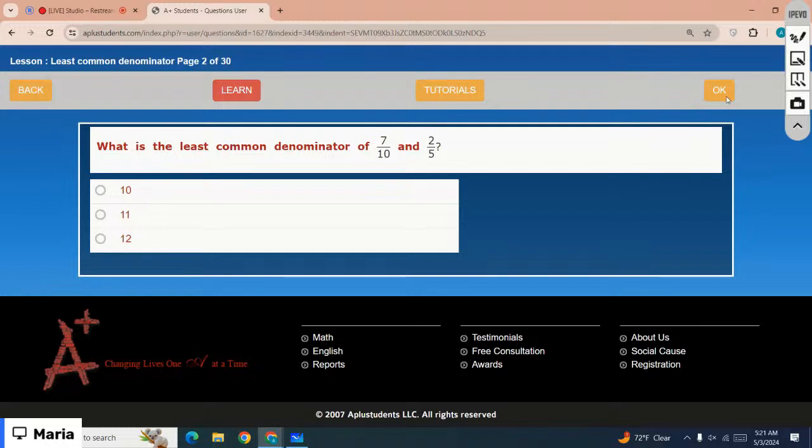What is the least common denominator of 7 over 10 and 2 over 5? Which is the correct option? The correct option is yes, very good. That is 10. The least common denominator is 10.